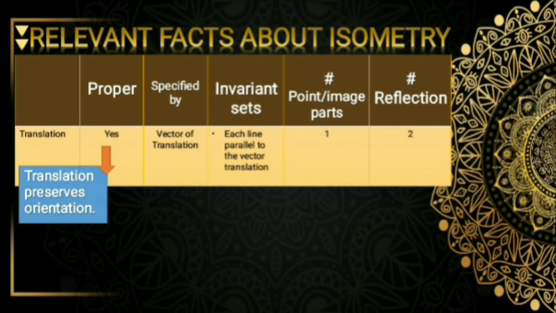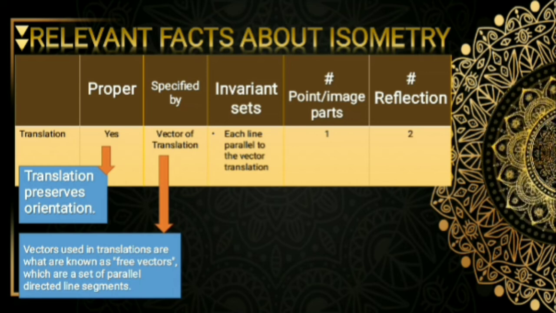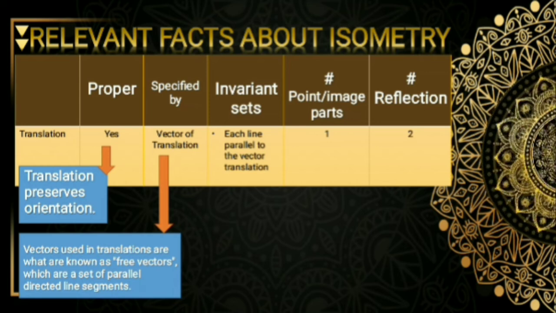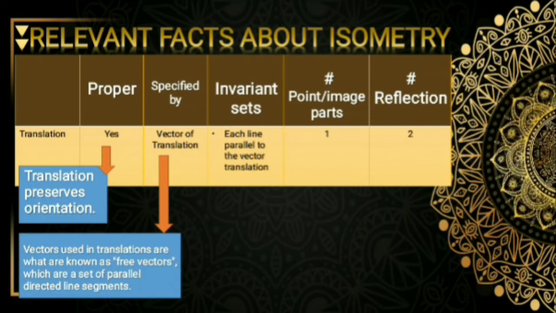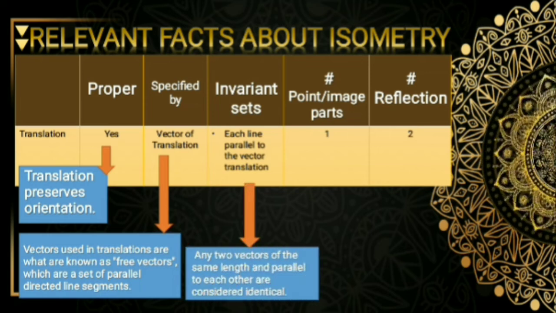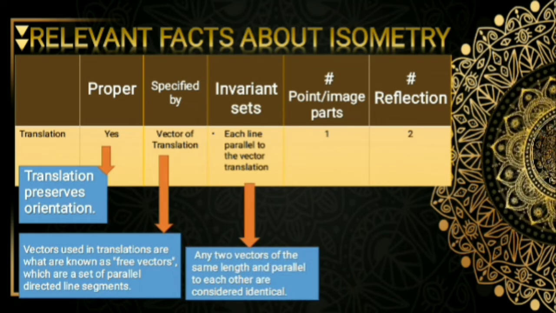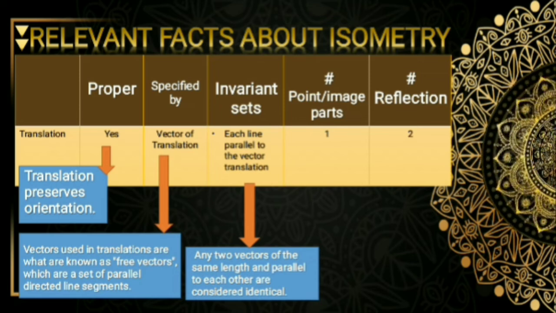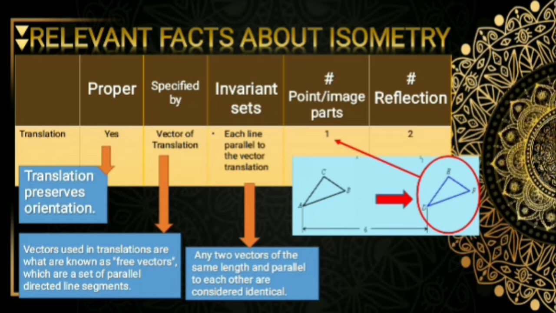Translation is specified by vectors of translation because vectors used in translations are what are known as free vectors, which are a set of parallel directed line segments, and the invariant sets of translations are each line parallel to the vector of translation. It is because the vector of translation states that any two vectors of the same length and parallel to each other are considered identical. They need not have the same initial and terminal points. Now, there is only one image part in translation, and it is the image.